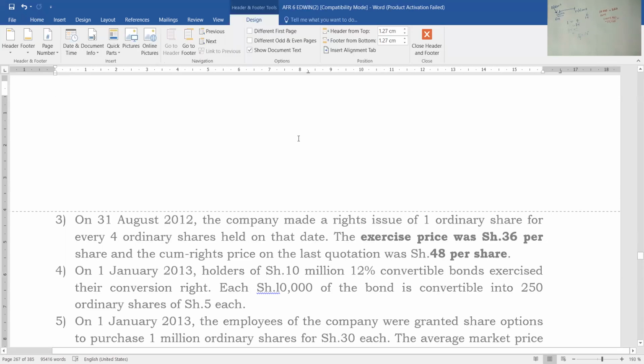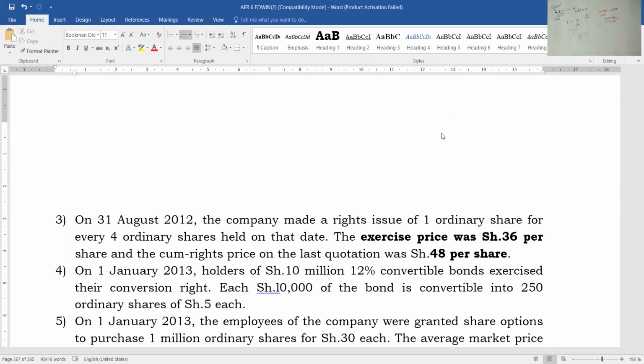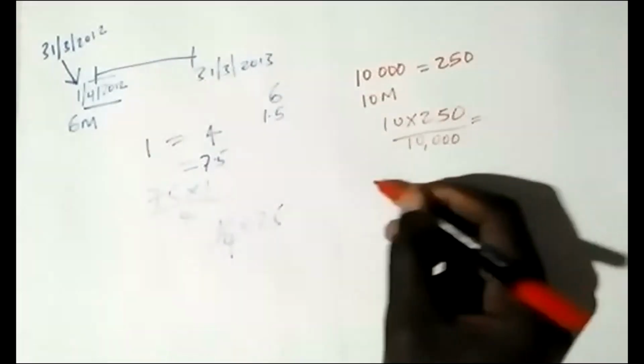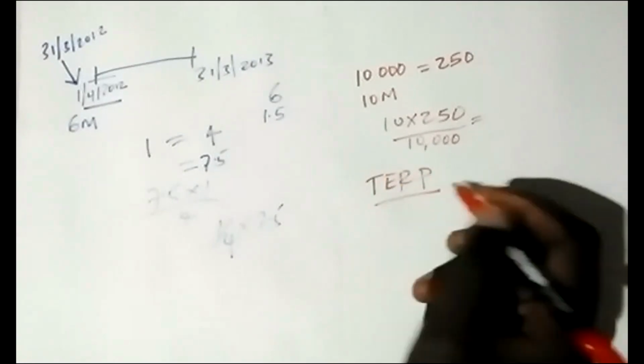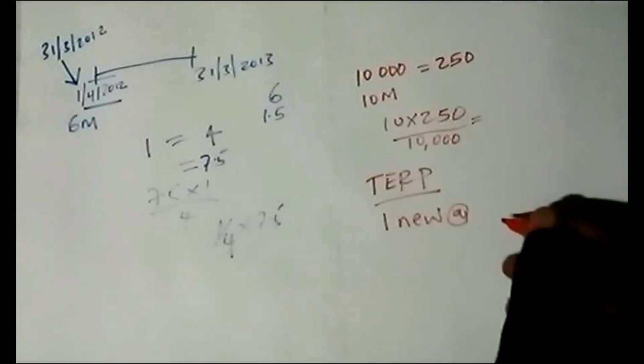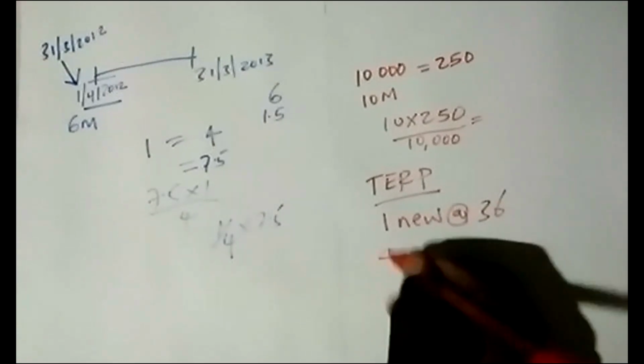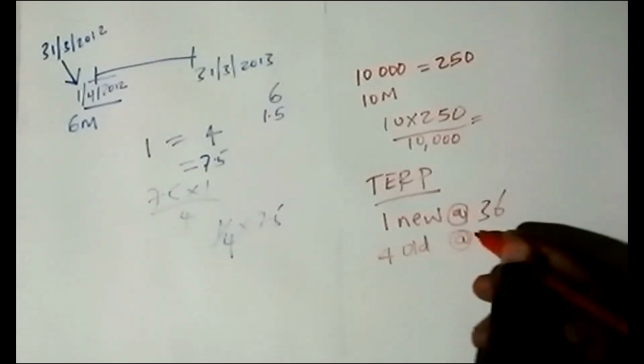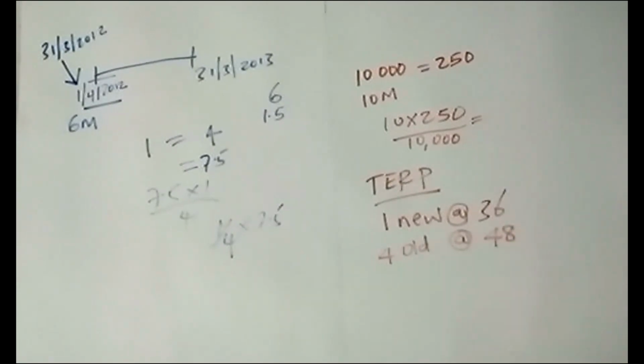So 1 new at what price? 36. 1 new at 36, for all at 48. Because now the proportion was 1 new, they were given 1 new for every 4. So the 1 new they were given at the lower price of 36.